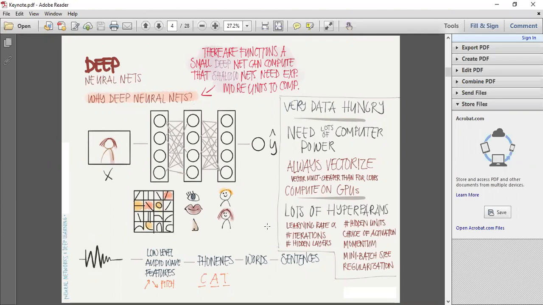And the last one is regularization, which is the most important hyperparameter. There are L1 regularization, L2 regularization, and many more. But the most popular is L2 regularization.